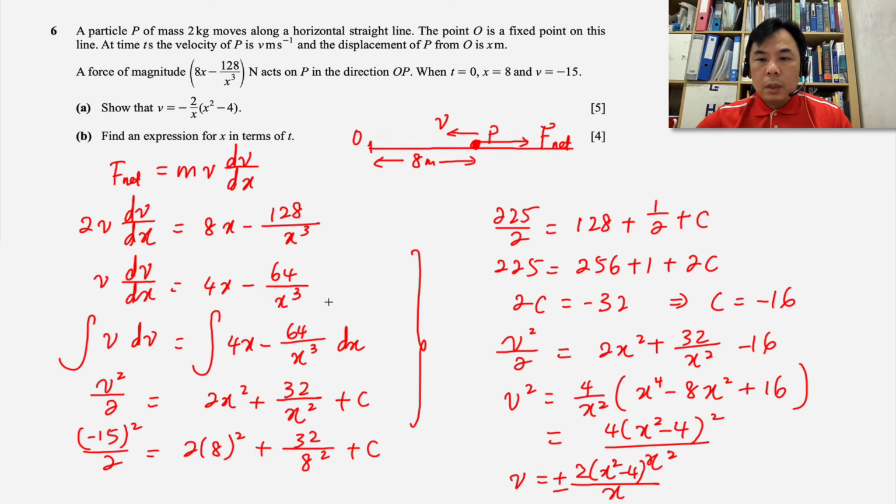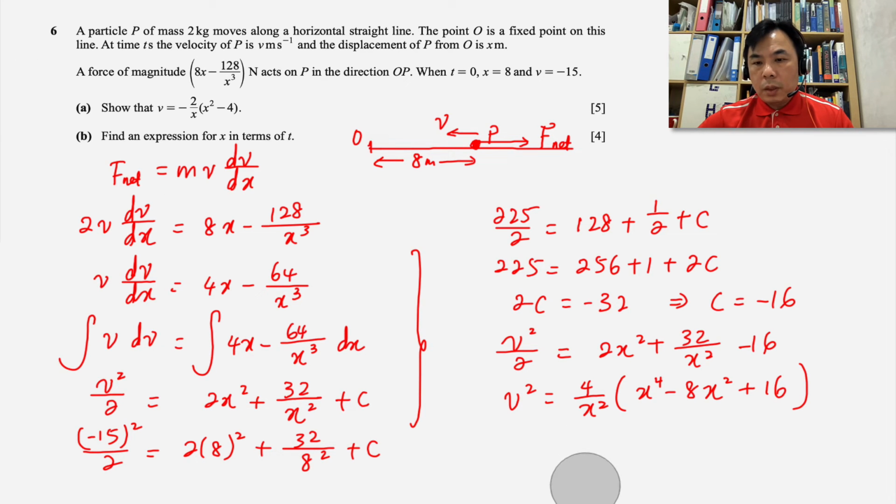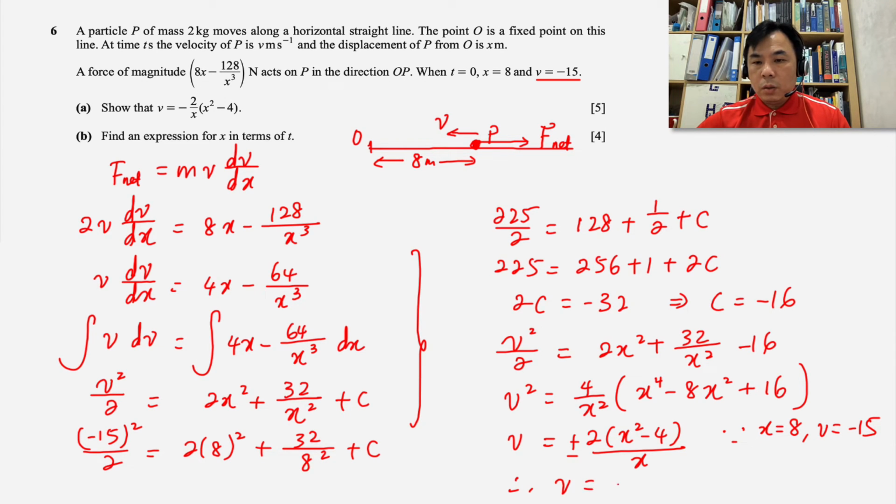So from here, again, the question comes back to, let me rewrite this properly so that it looks neat. In this case, I can conclude that after you factorize this, v is equal to 2(x squared minus 4) over x here, plus or minus. To conclude this, you have to check the initial condition. When t is equal to 0, when x is equal to 8, the velocity is supposed to be negative 15. So if you were to substitute 8 over here, you may not be able to get negative unless you choose the negative sign there. Therefore, because when x is equal to 8, v is equal to negative 15, you conclude that v is equal to negative 2(x squared minus 4) over x.